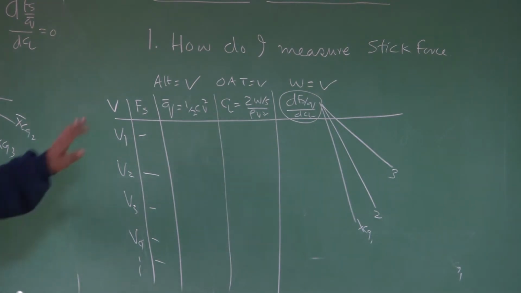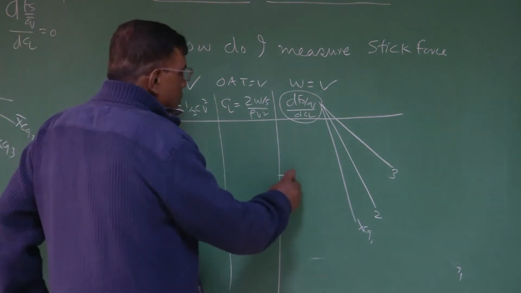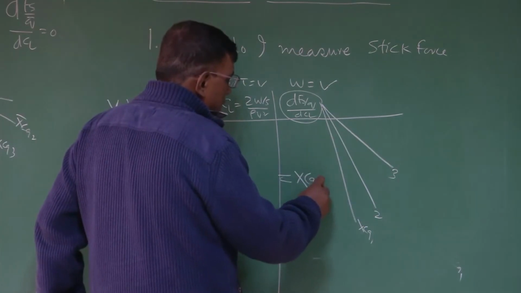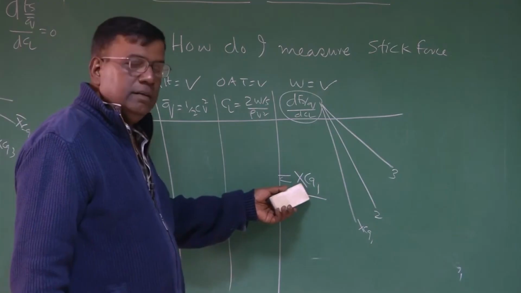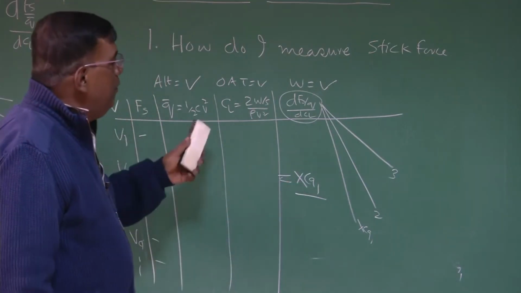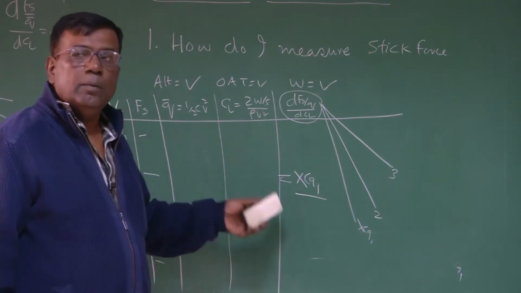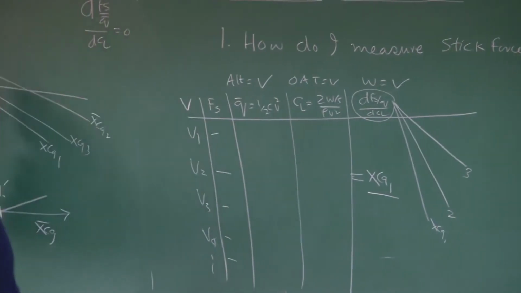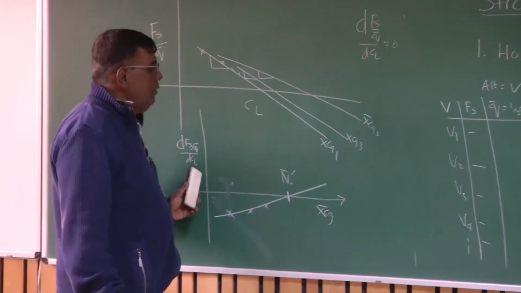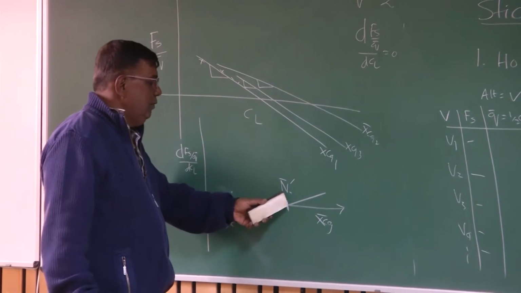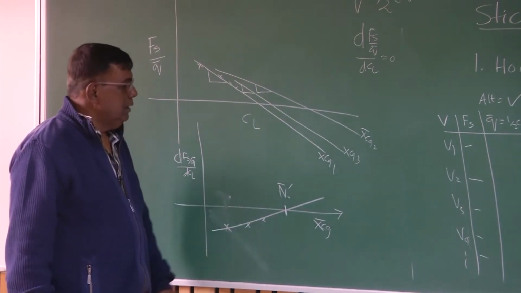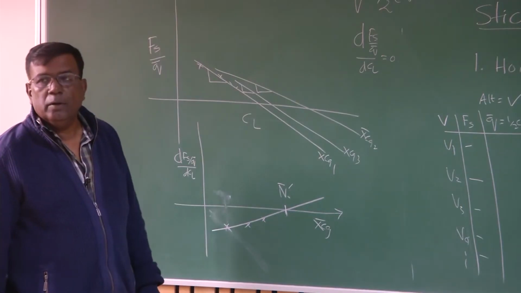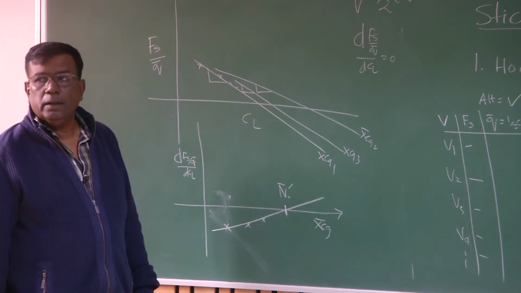So this table will correspond to one CG location, XCG1. Similar table will be there for another configuration XCG2. Similar table will be there for XCG3. So you have to pick up the slopes and cross plot with respect to CG and see where, after extrapolating this point, where this line cuts, that is your stick-free neutral point. As simple as that. Okay, clear?